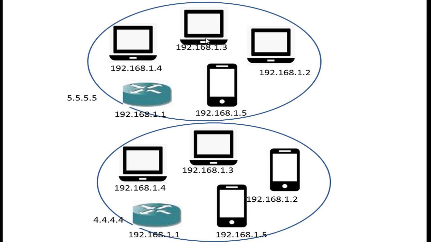In order for this device to send packets and data to the device in the other network, it needs to provide the public IP address of the second network in here. So the destination IP address in the packet would be equal to 4.4.4.4.